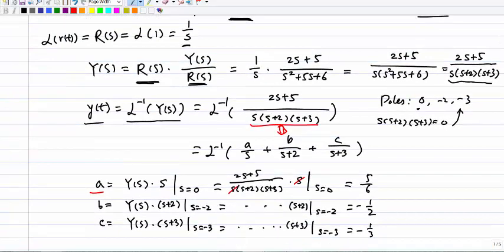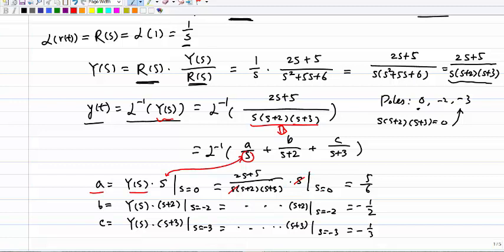According to what we mentioned for how to compute the coefficients A, B and C, A is given by your original function times s, evaluated at s being 0. So you multiply by s, and that is (2s + 5) divided by s times (s + 2) times (s + 3), times s. This s ends up being cancelled out, because otherwise it goes to infinity.